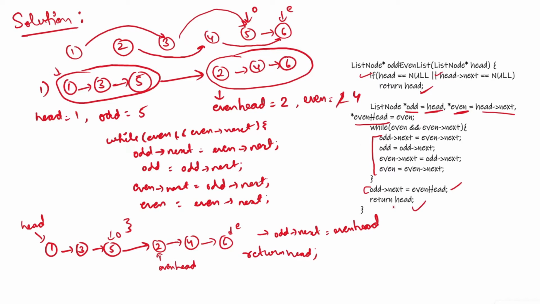Finally we will return our head. The time complexity of this solution will be O(n), and the space complexity of this solution will be O(1), and this is the constraint that we have to solve it in O(1) space complexity. So this is the whole solution.